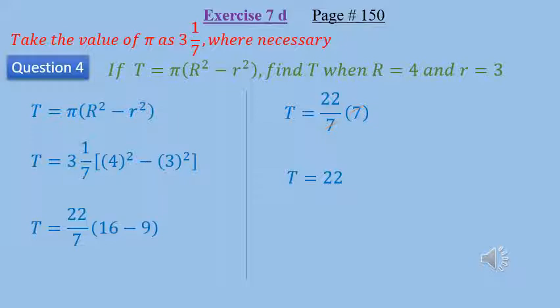Then we have t is equal to 22 over 7 multiply in bracket 16 minus 9. T is equal to 22 over 7 multiply 7. 7 will cancel with the 7 in the denominator, so we have t is equal to 22.